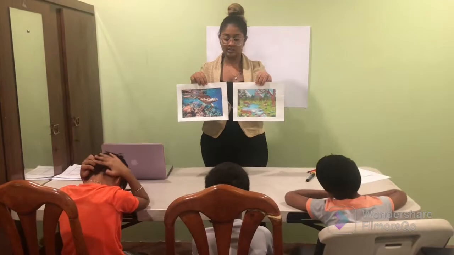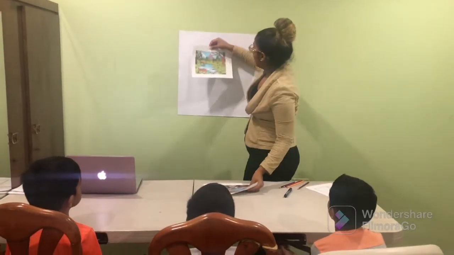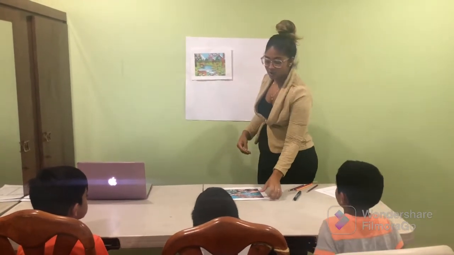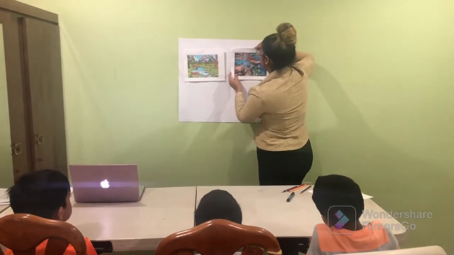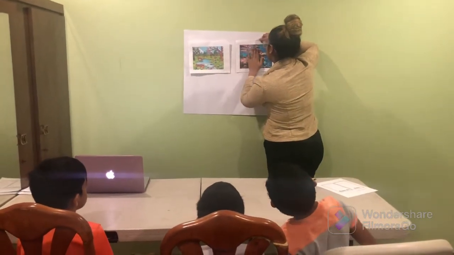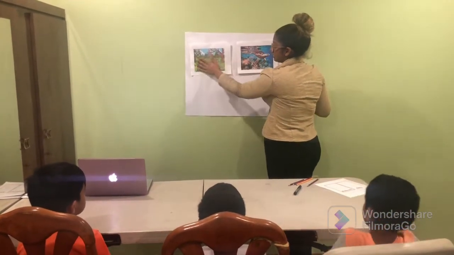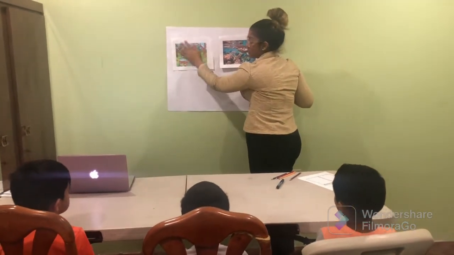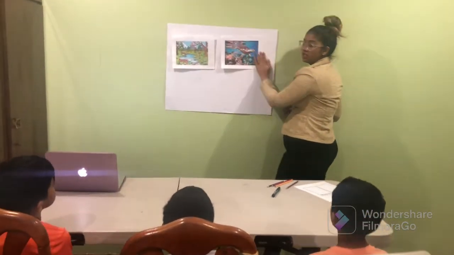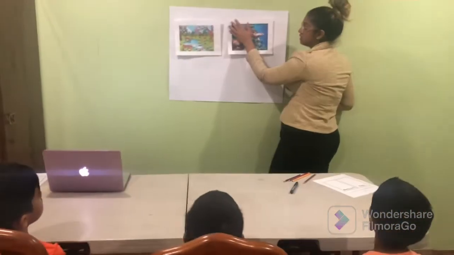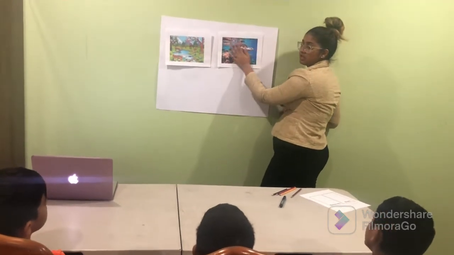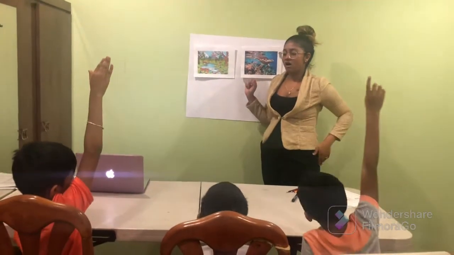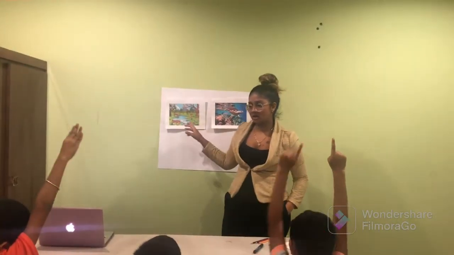So the difference is one is on land and one is on water. So we have two ecosystems. We have land-based ecosystems and we have aquatic ecosystems. The land-based ecosystems, as you can see in the picture, are ecosystems on the land. And the aquatic ecosystems that you can see underwater here are the ecosystems that are in water. Right.